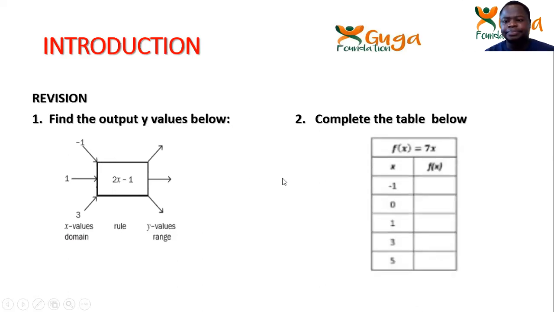Now let's complete the table below. Your function or rule is f of x is equal to 7x. In place of x, you substitute negative 1. Here you're going to have negative 7, then 0, then 7, then 21 when you substitute 3, and when you substitute 5, you've got 35.